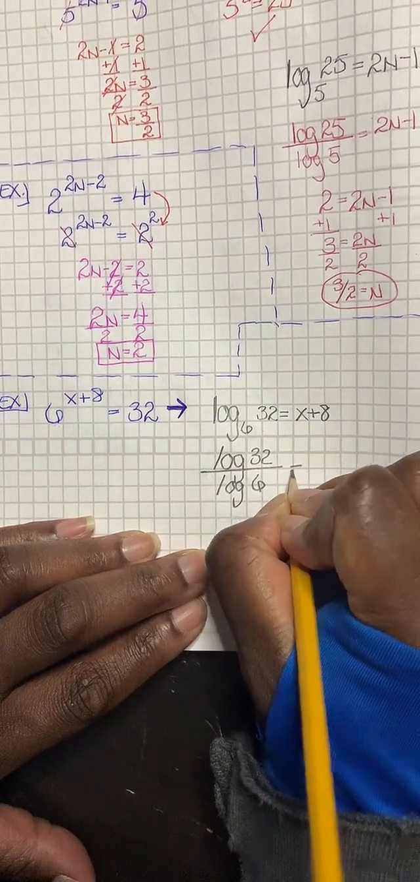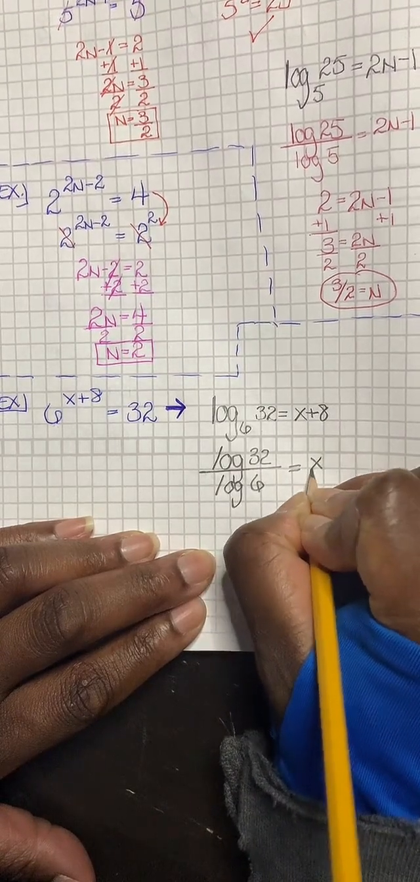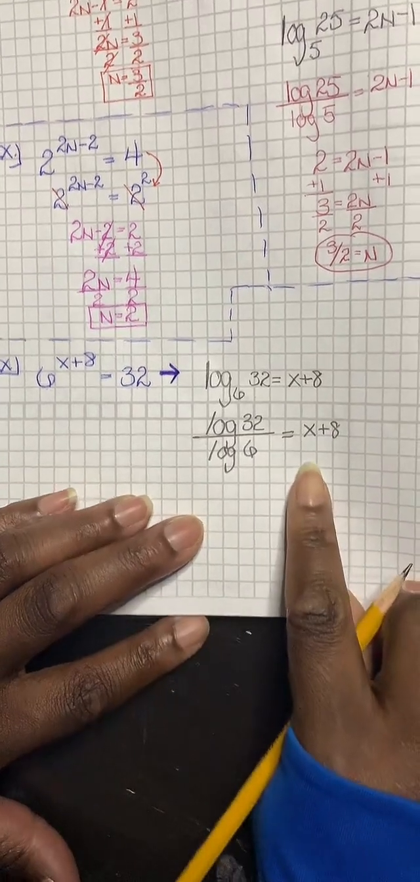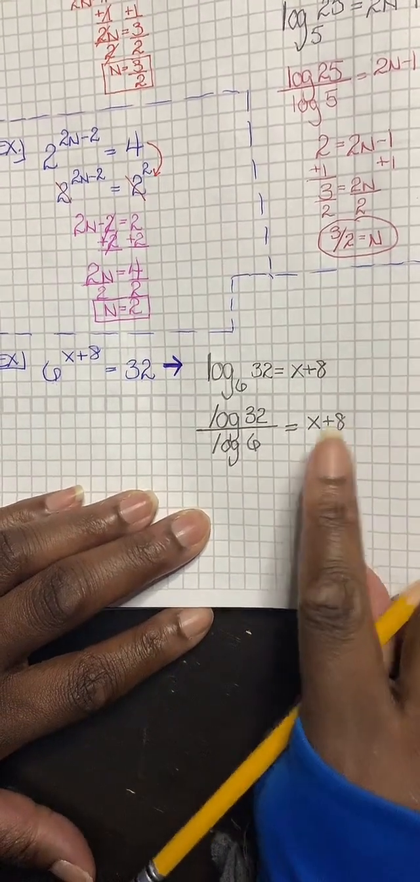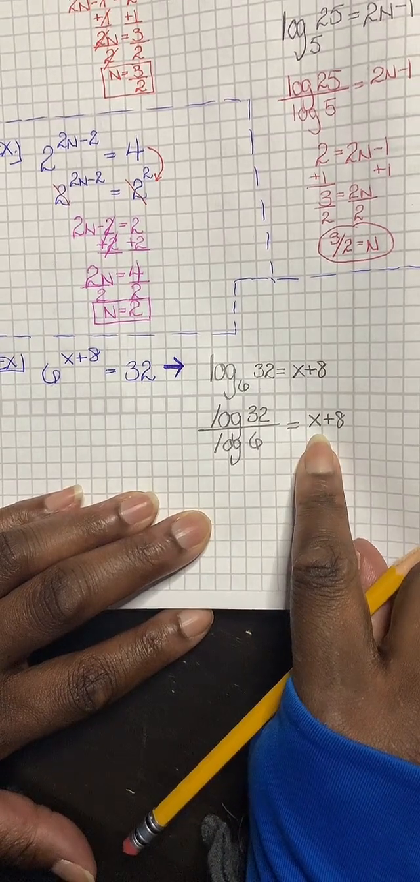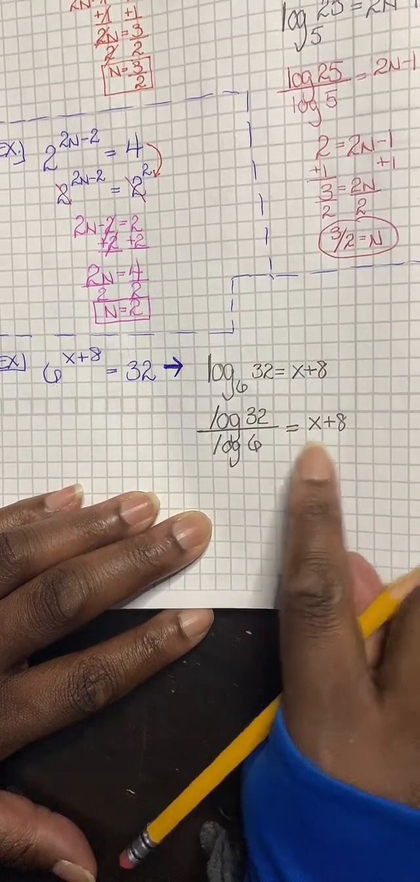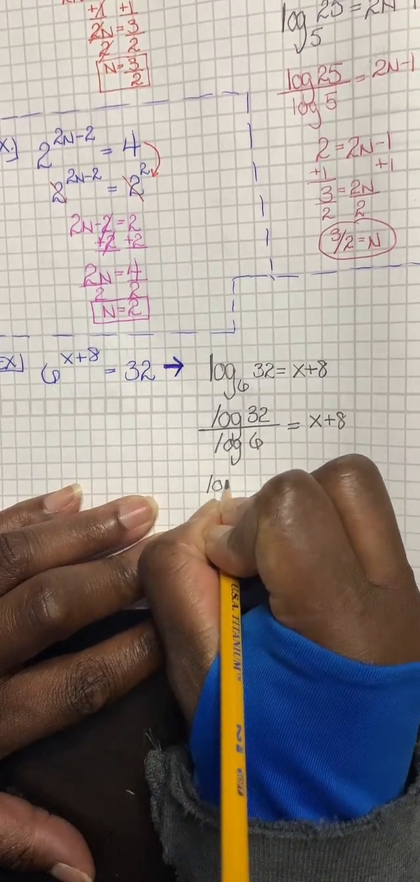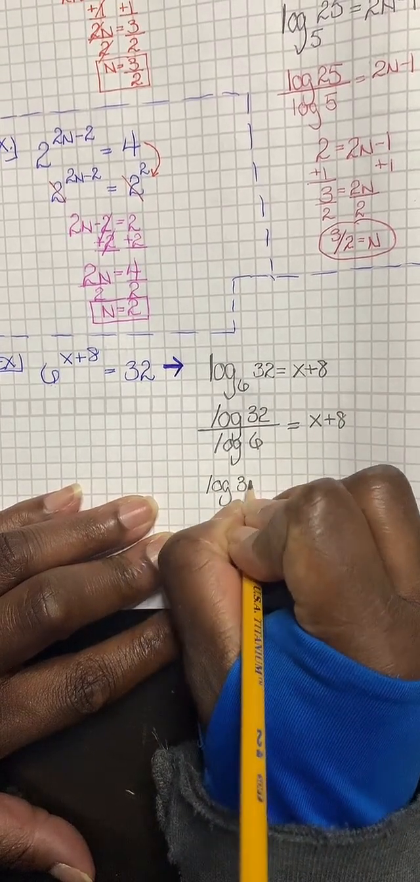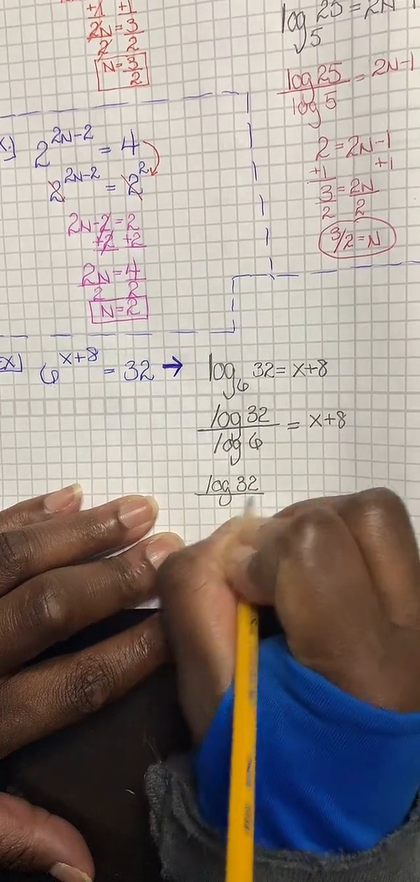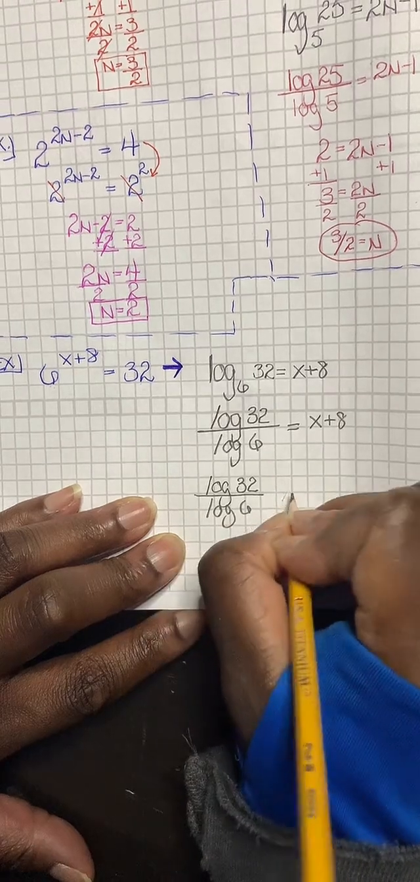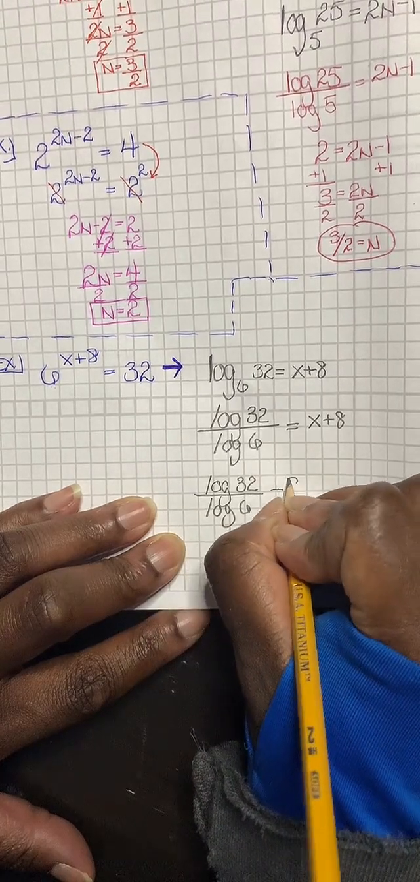But before I get into the calculations, I have x plus 8. If I want to solve for x, I need to get my x by itself. So I would subtract 8 on both sides. So we have the log of 32 over the log of 6 minus 8.